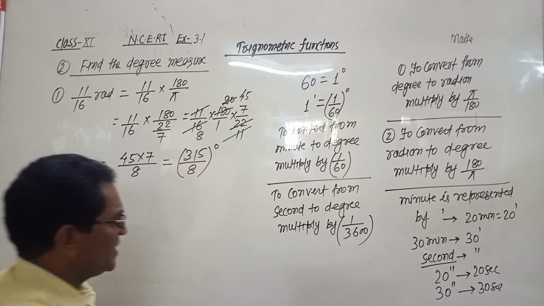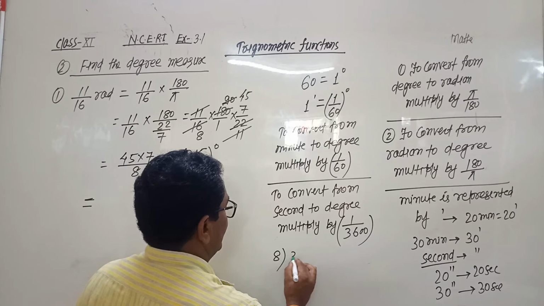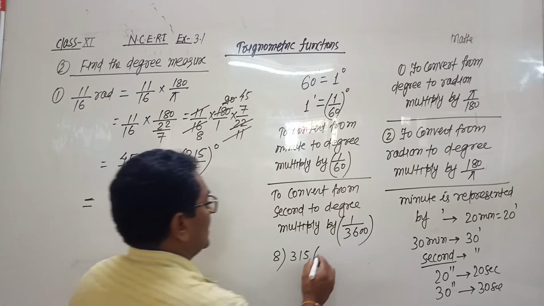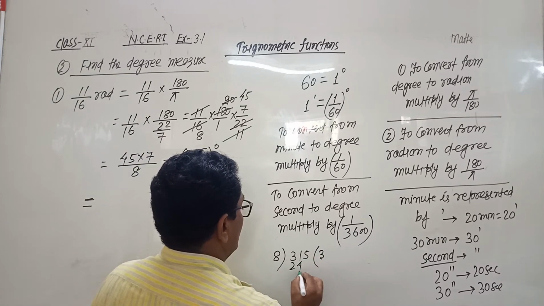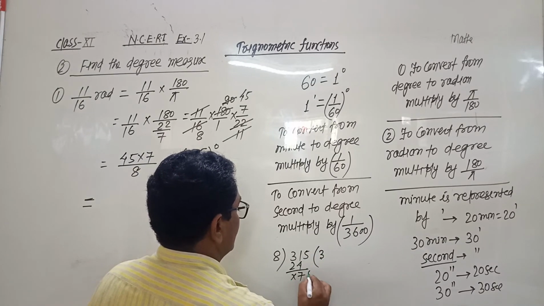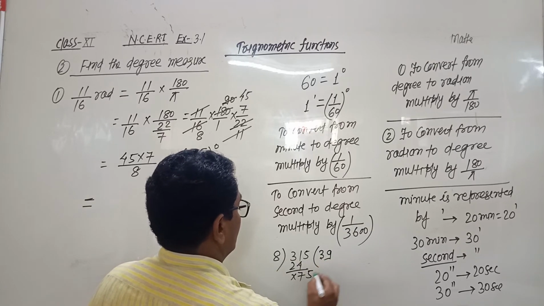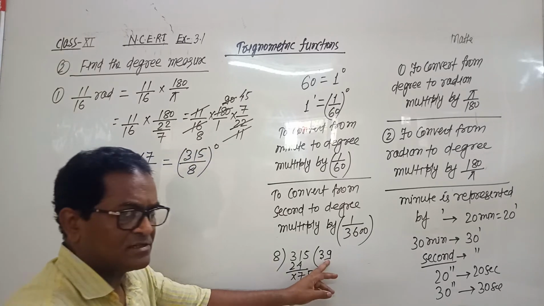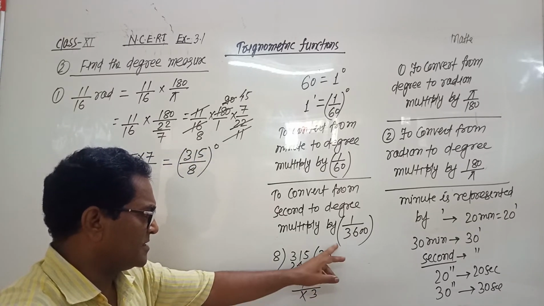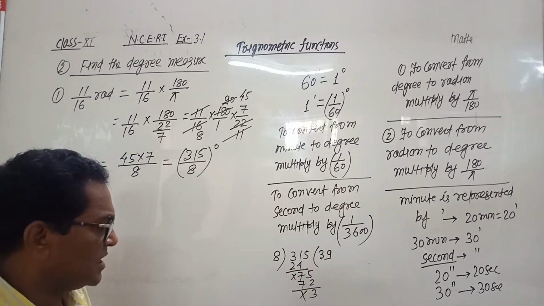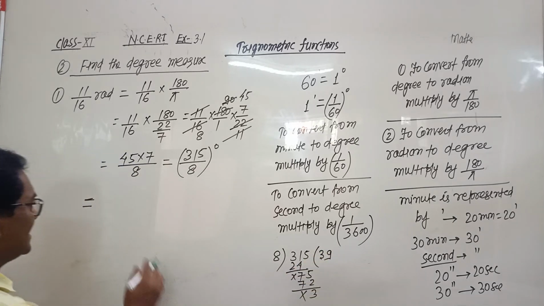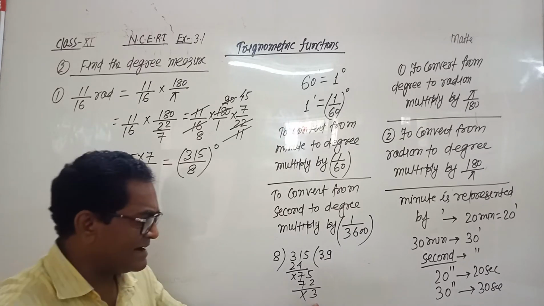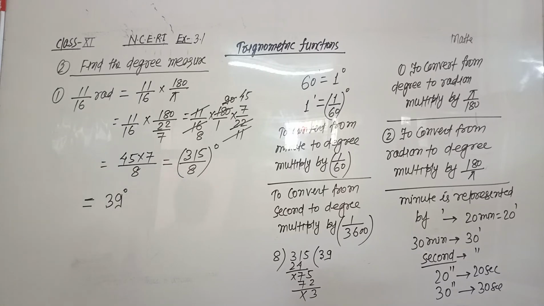So 315 divided by 8. We will have to divide 315 by 8. So it goes by 3, 8 threes are 24, 7 carry, 75, 8 nines are 72. And the remainder comes to be 3. So this quotient which comes is the degree measure. So we will write 39 degree. And the remainder 3 is also in degree.